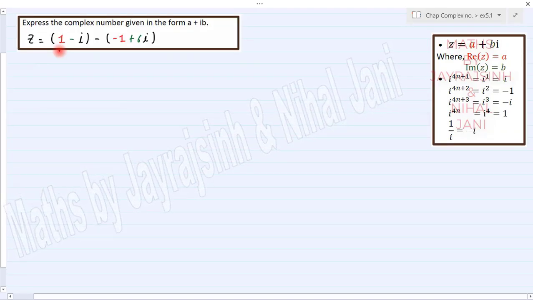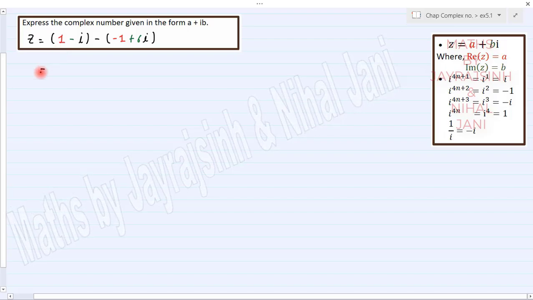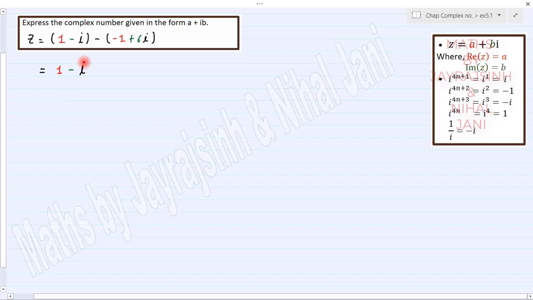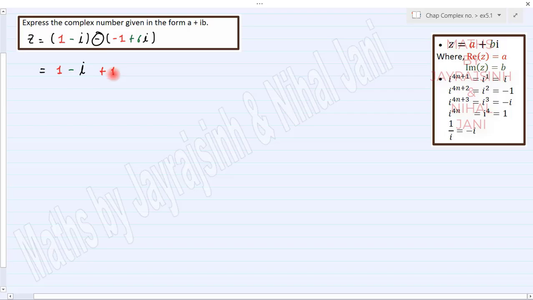Here we have to simplify our complex number in the form of a plus ib. So first of all, let's open the bracket. In first bracket we have 1 minus i, and in second bracket we have to change this sign due to this negative sign. So we'll get plus 1 and minus 6i.